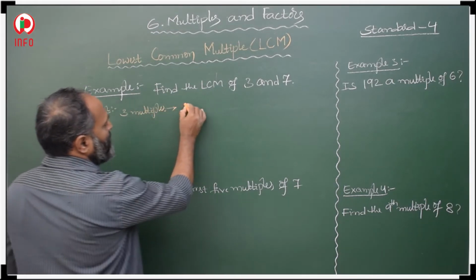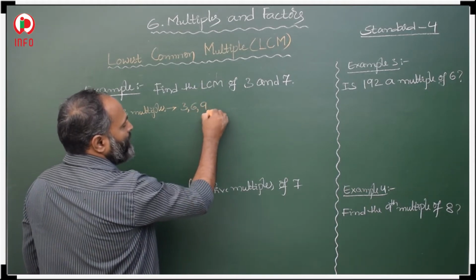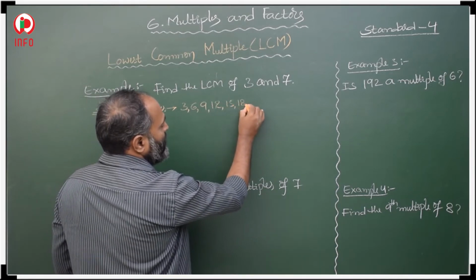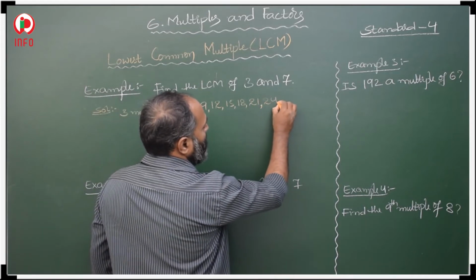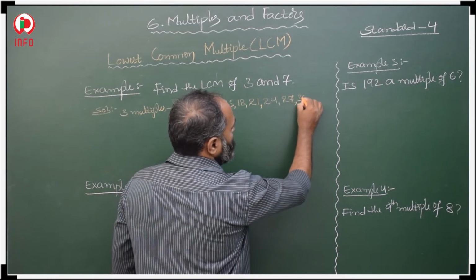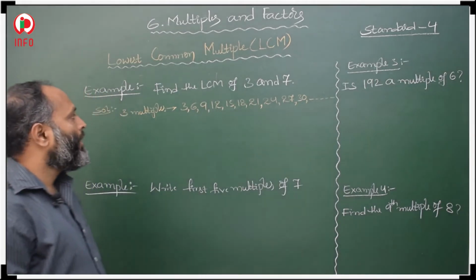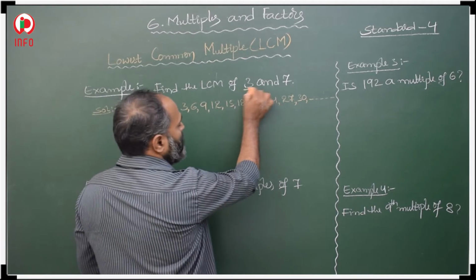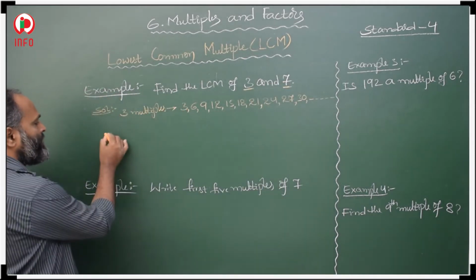What are the multiples of 3? 3 ones are 3, 3 twos are 6, 3 threes are 9, 3 fours are 12, 3 fives are 15, 3 sixes are 18, 3 sevens are 21, 3 eights are 24, 3 nines are 27, 3 tens are 30, and so on. All these are multiples of 3. Now the multiples of 3 are over. Now we have to write the multiples of 7.